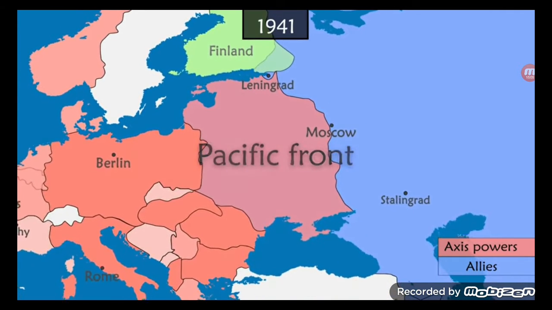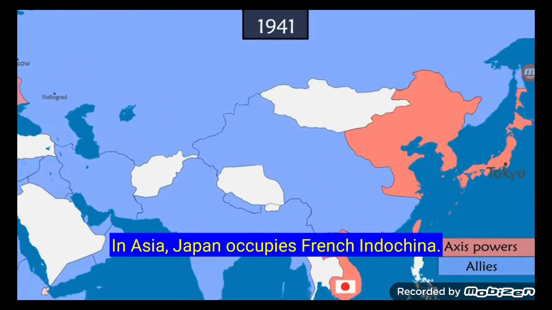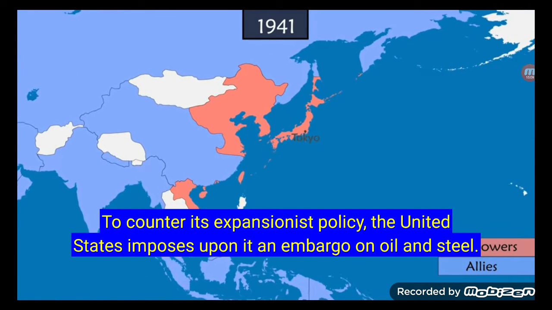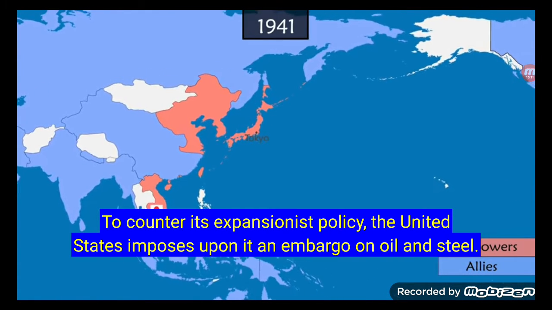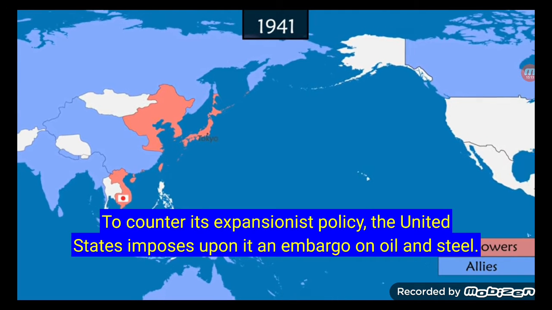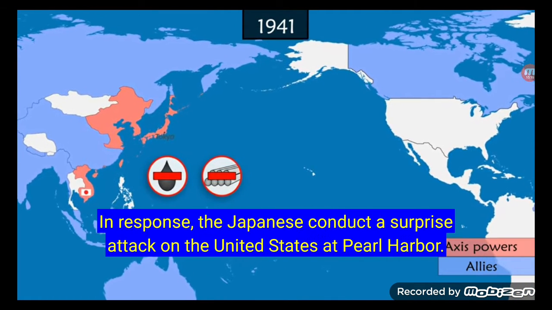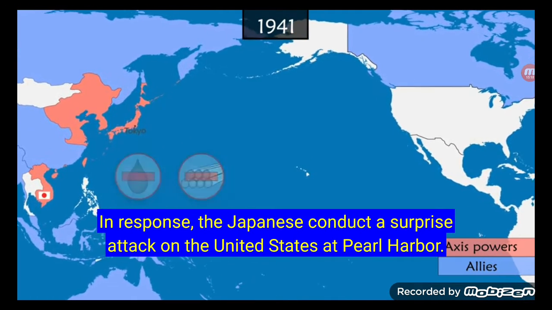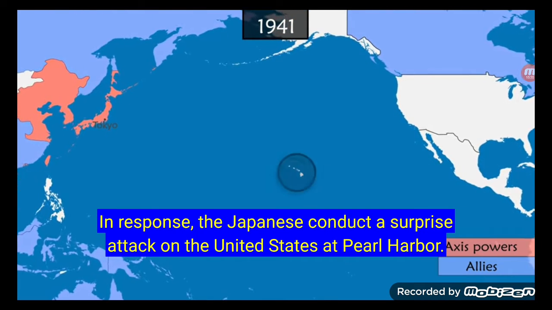Yes, Japan and US. In Asia, Japan occupies French Indochina. To counter its expansionist policy, the United States imposes upon it an embargo on oil and steel. In response, the Japanese conduct a surprise attack on the United States at Pearl Harbor.